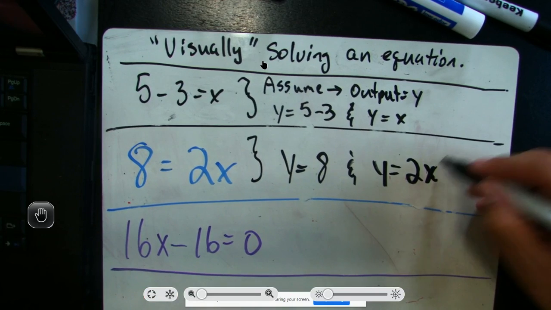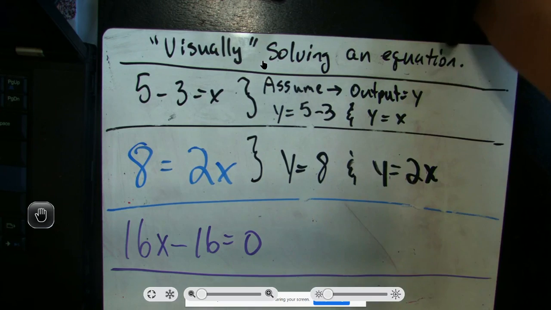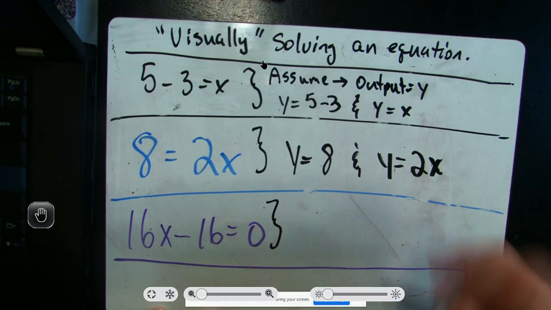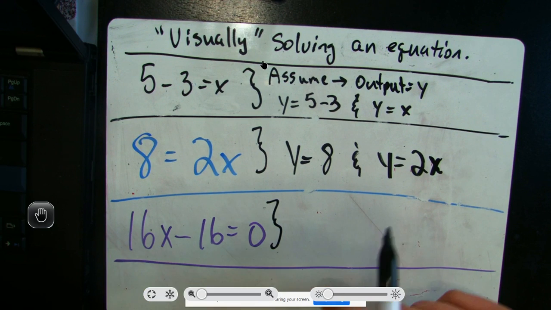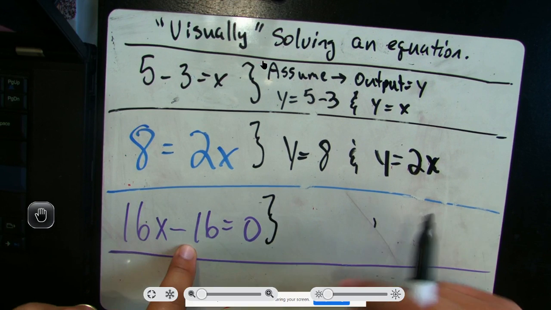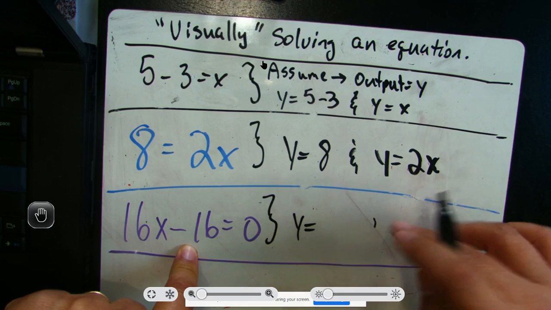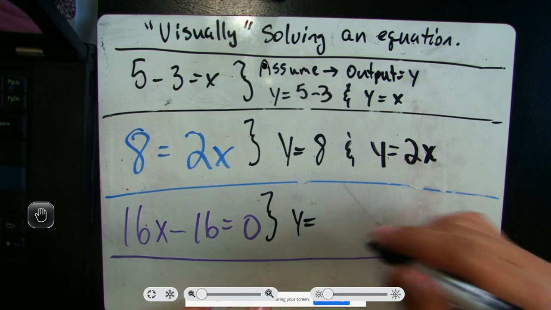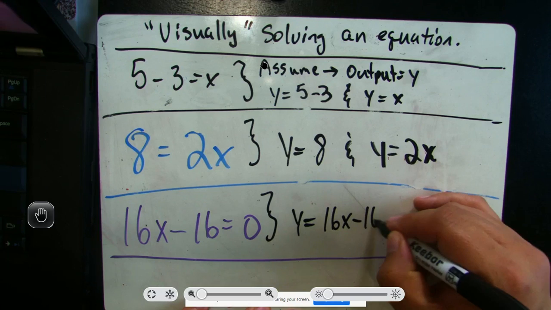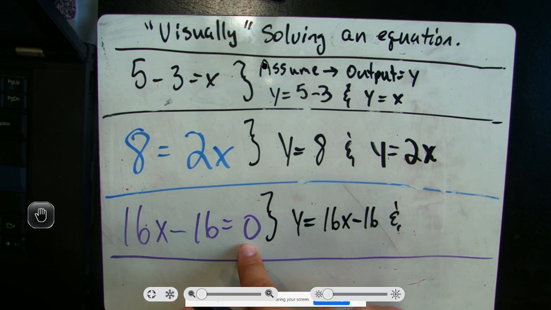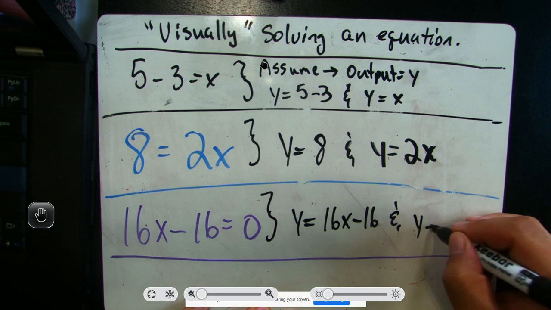We'll do the third one: 16x minus 16 equals 0. How's that going to work? The same way we did the other two. I'm going to go y equals 16 times x minus 16, and the secondary equation, y equals 0.